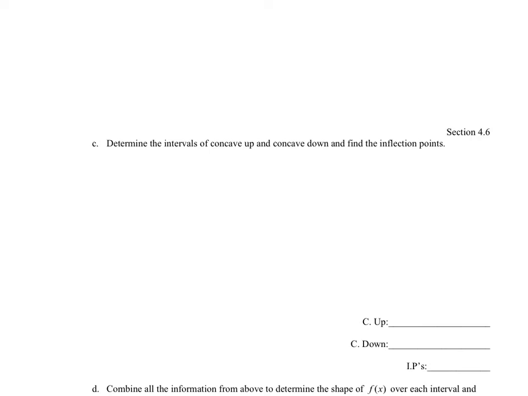So part C says determine the intervals of concave up and concave down and find the inflection points. I'm going to remind myself what the original function was here. That is 2x to the 5/3 minus 5x to the 4/3. I'm also going to remind myself what that derivative was. The derivative ended up being 10/3 x to the 2/3 minus 20/3 x to the 1/3.